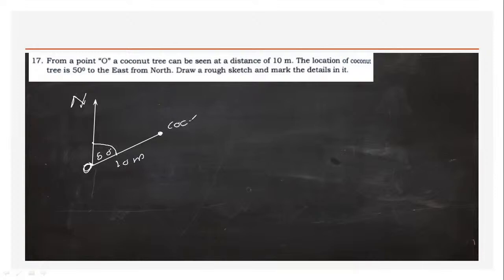Coconut tree. Towards the east direction. So this is the location of the coconut tree. We have to draw the sketch like this.